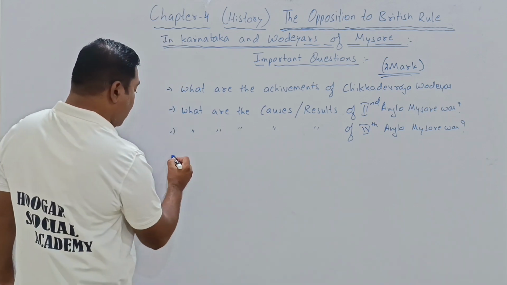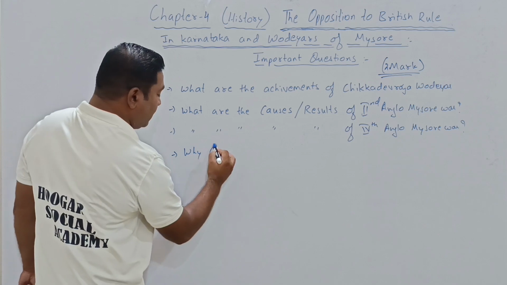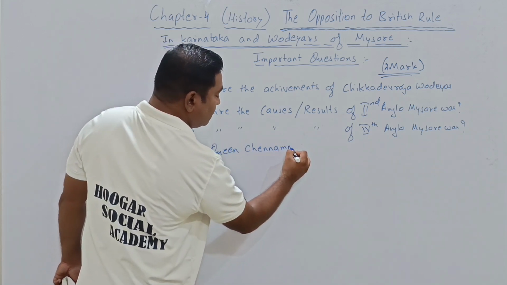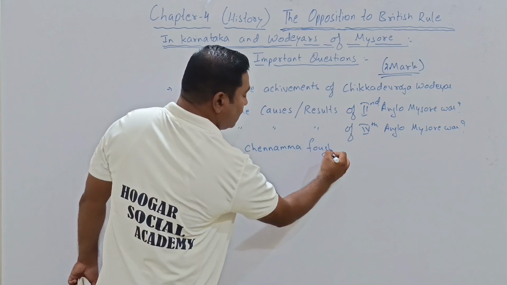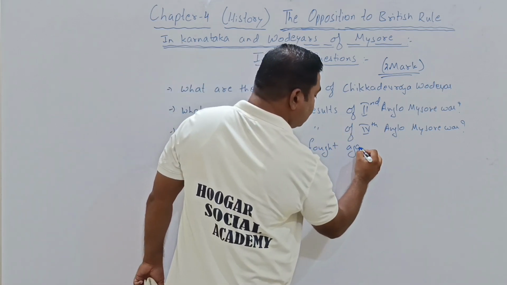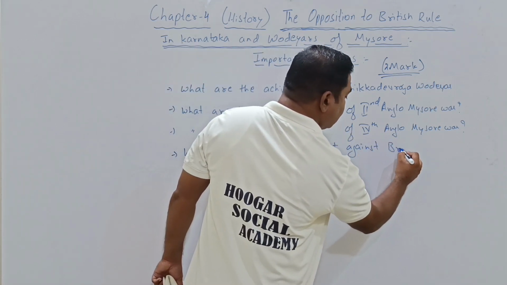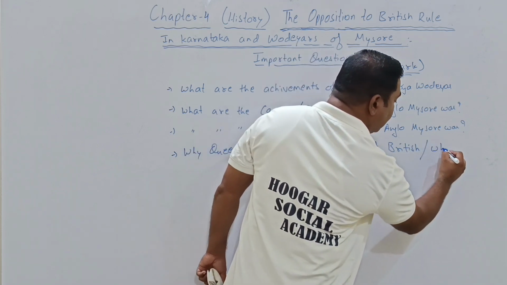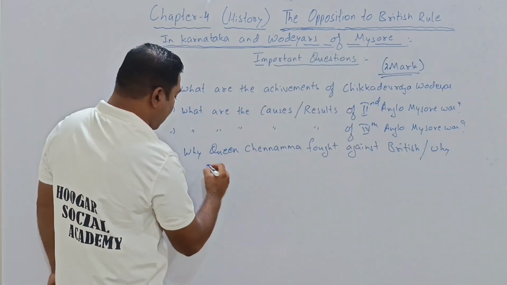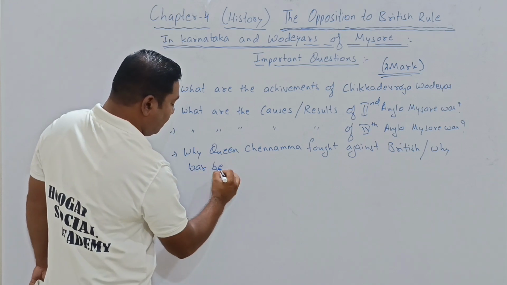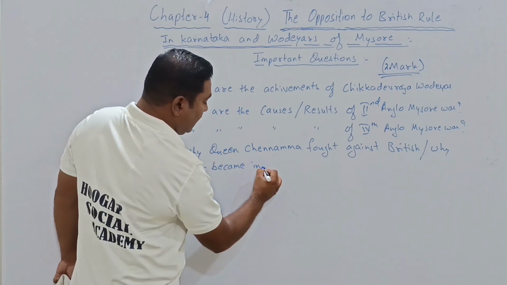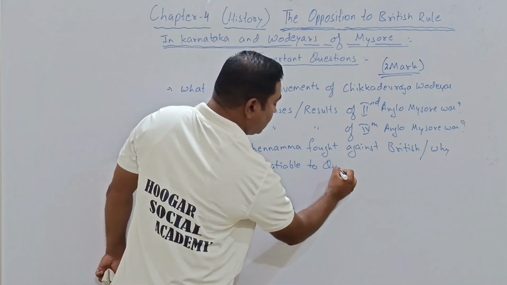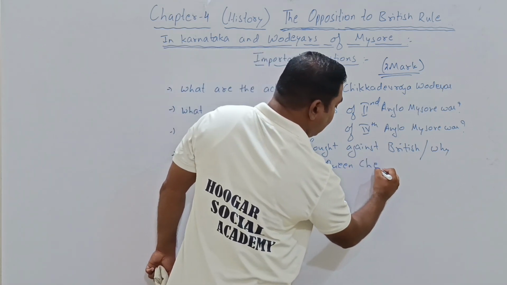And a very important question: why did Queen Chennamma fight against the British, or the same question, why did war become inevitable for Queen Chennamma?